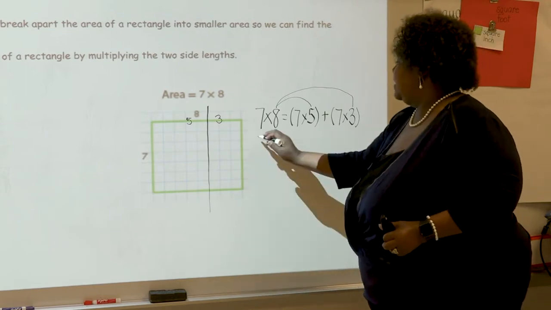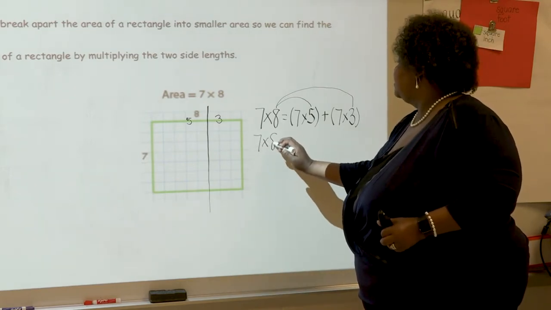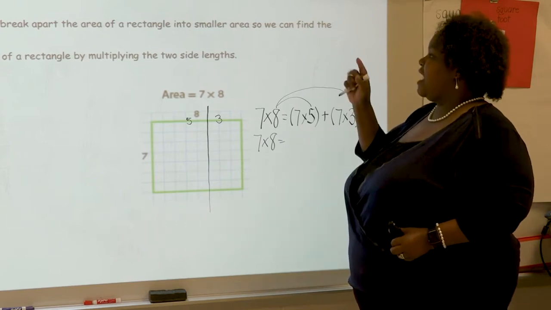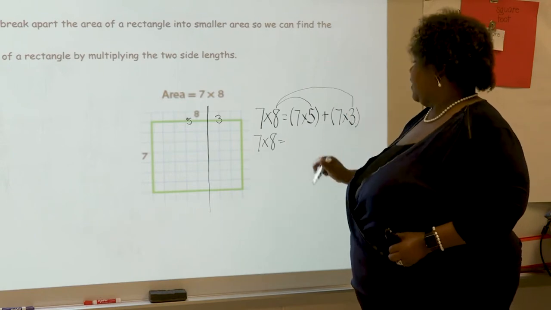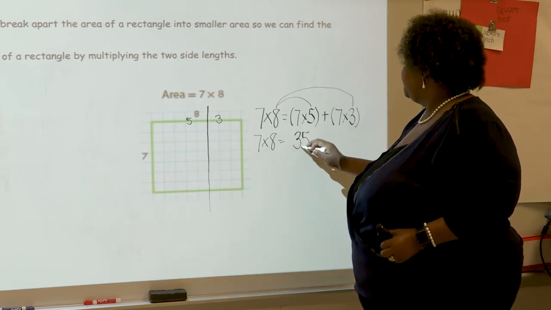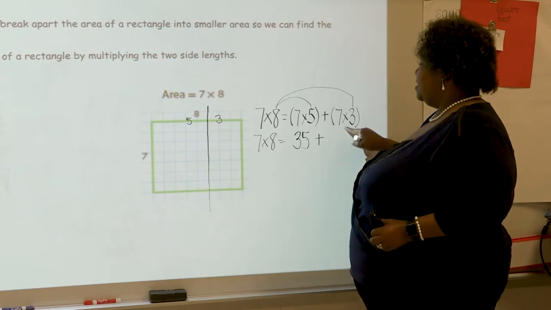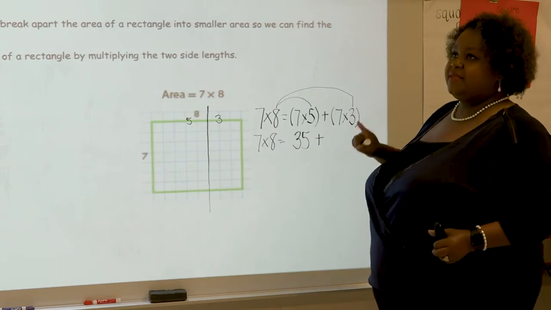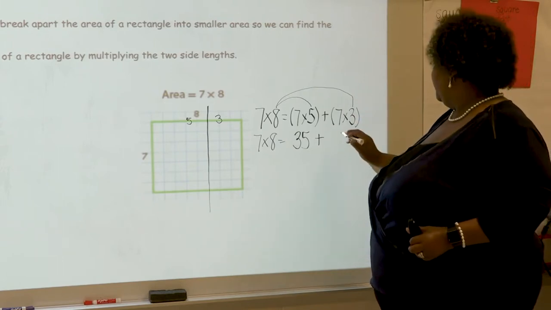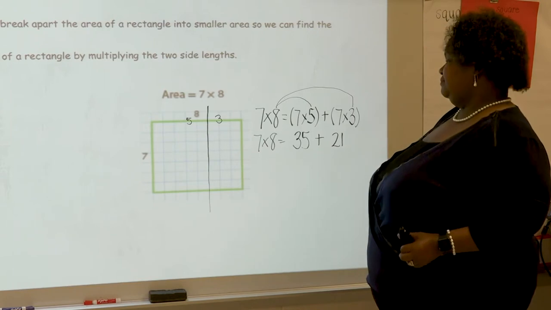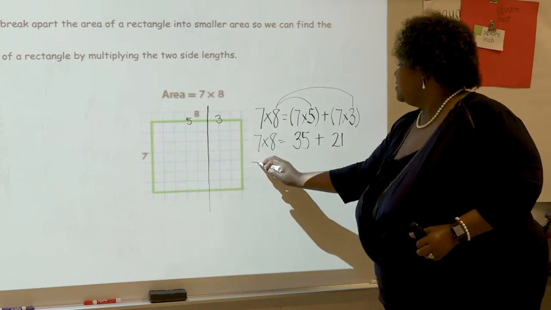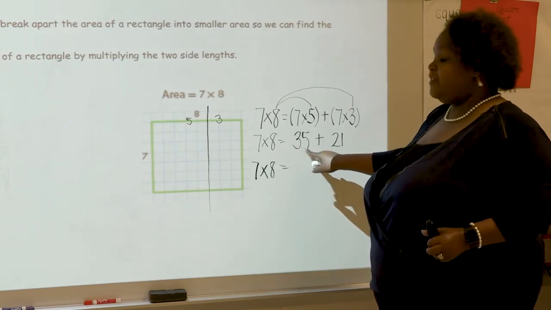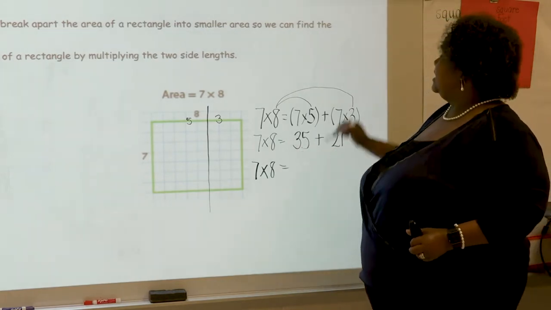Okay? Now let's see. 7 times 8 equals 7 times 5. Counting my 5s. 5, 10, 15, 20, 25, 30, 35. 35 plus 7 times 3. I can skip count by 7 3 times. 7, 14, 21. 21. Okay? 7 times 8 equals, I need to add my 35 and 21 back together again and see.